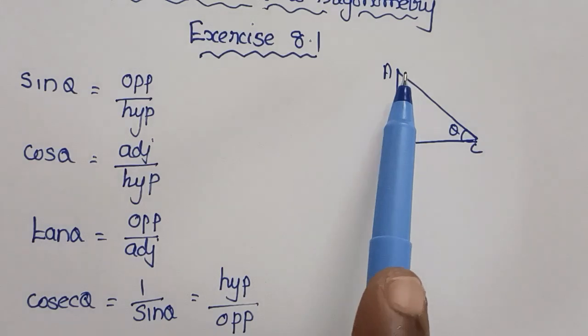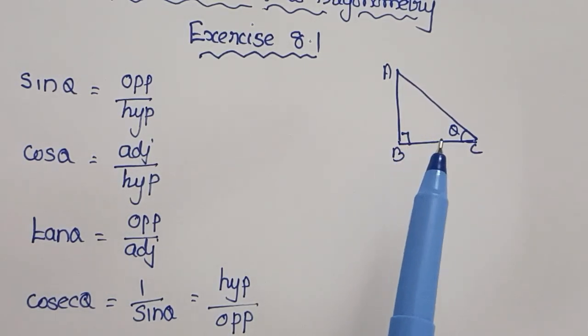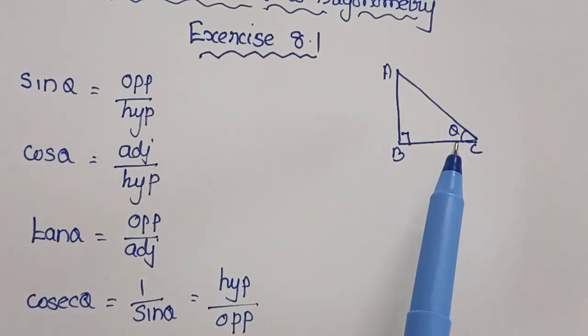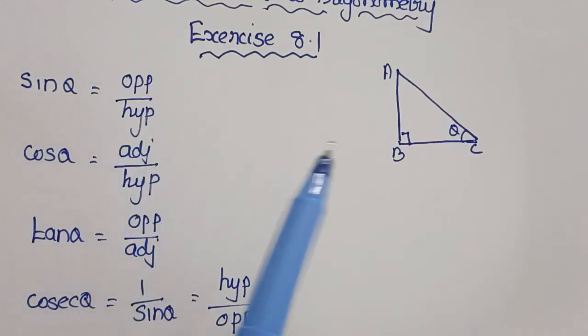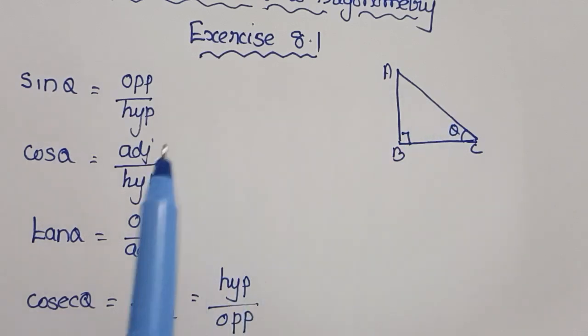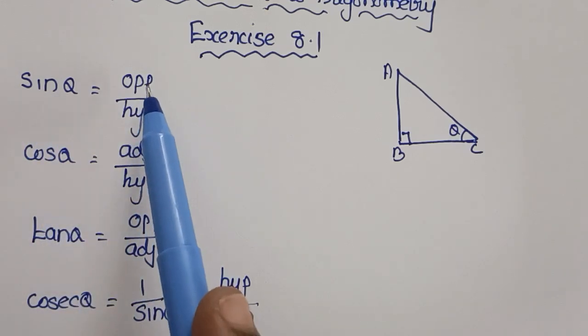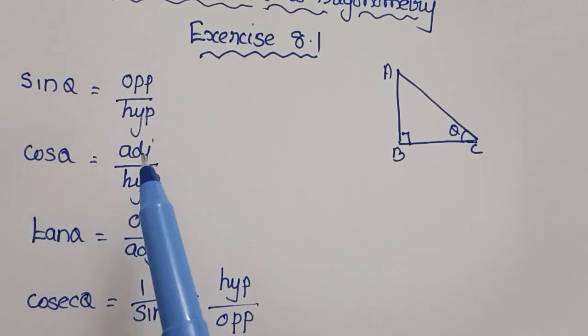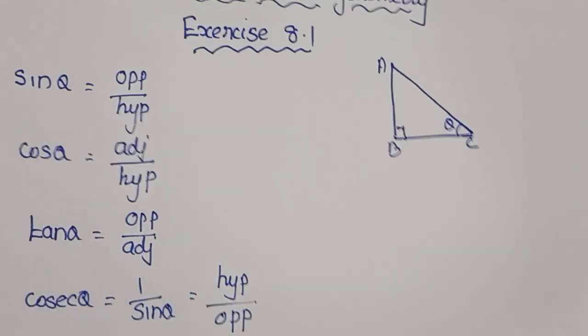That is, if we are given a right triangle ABC, right angled at B, and theta is an acute angle, then sin theta equals opposite side by hypotenuse. Sin theta means opposite side AB by hypotenuse AC. Cos theta equals adjacent by hypotenuse. Tan theta equals opposite by adjacent.